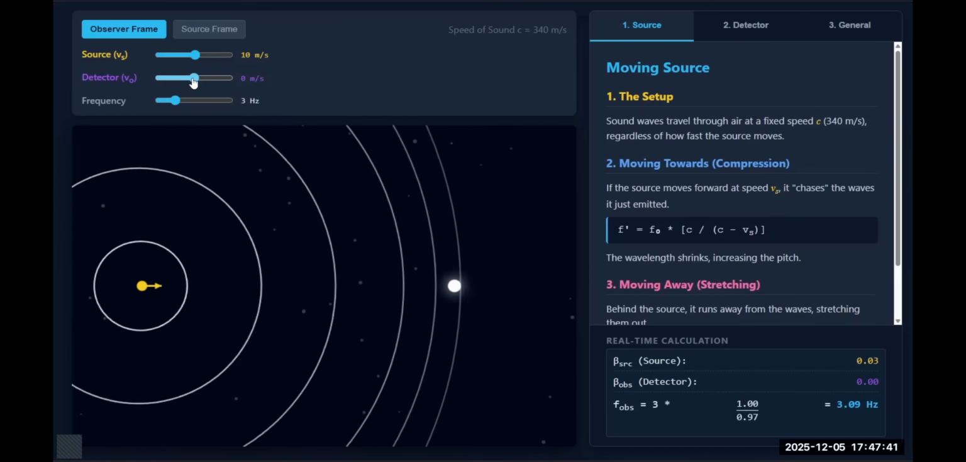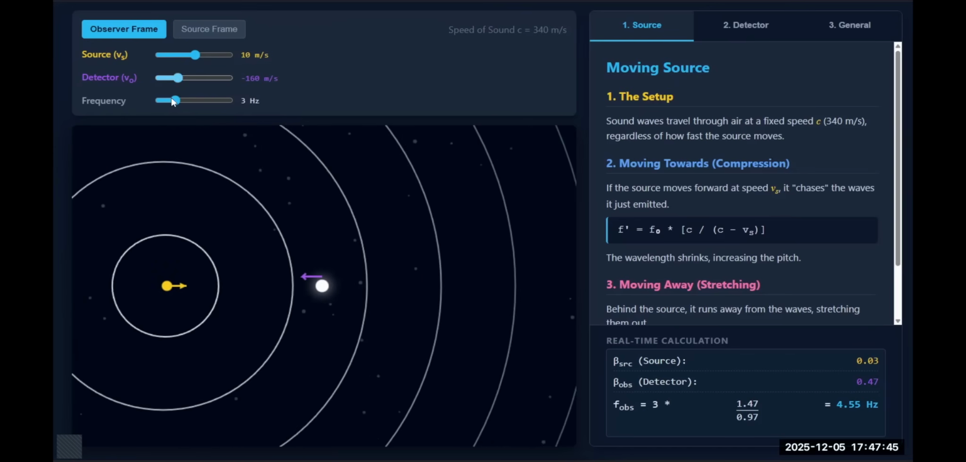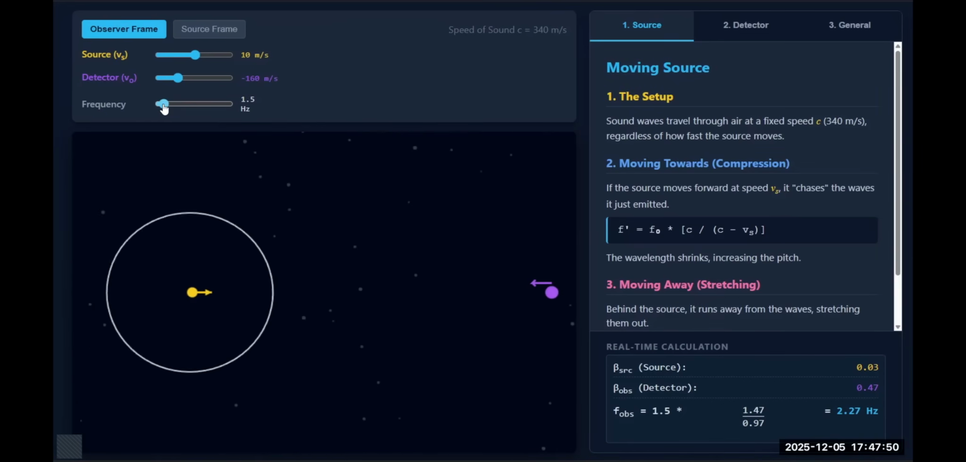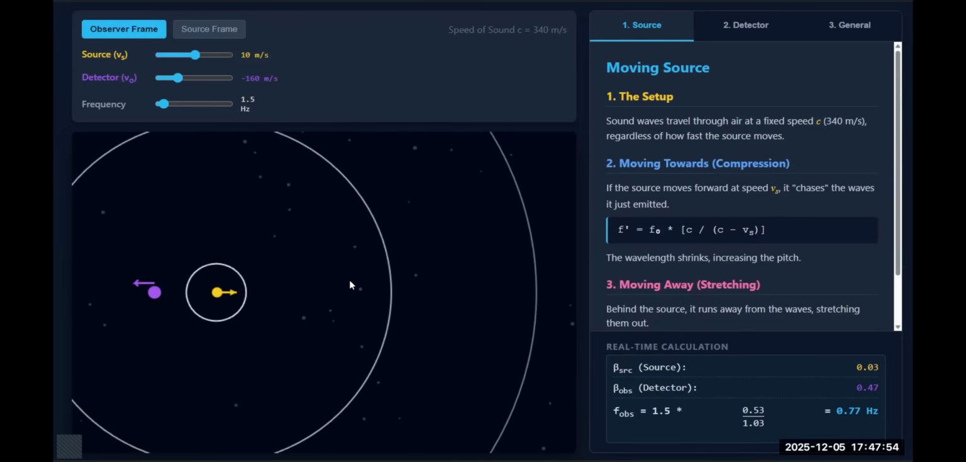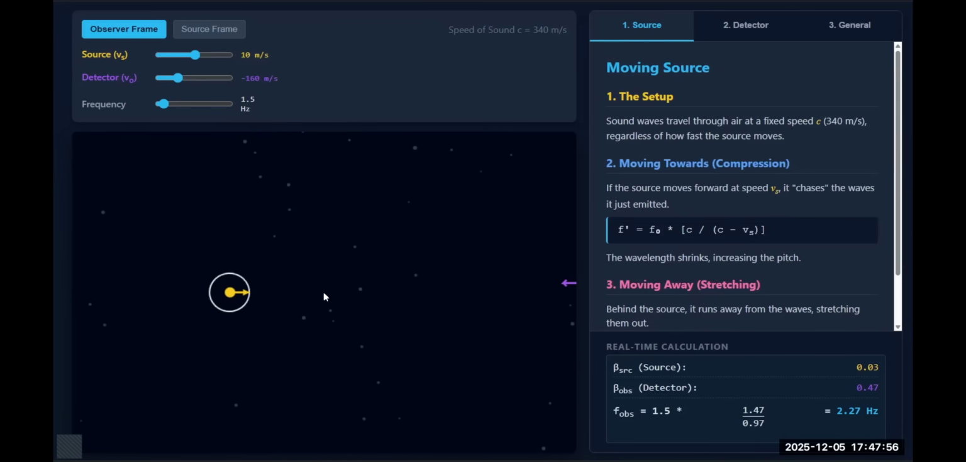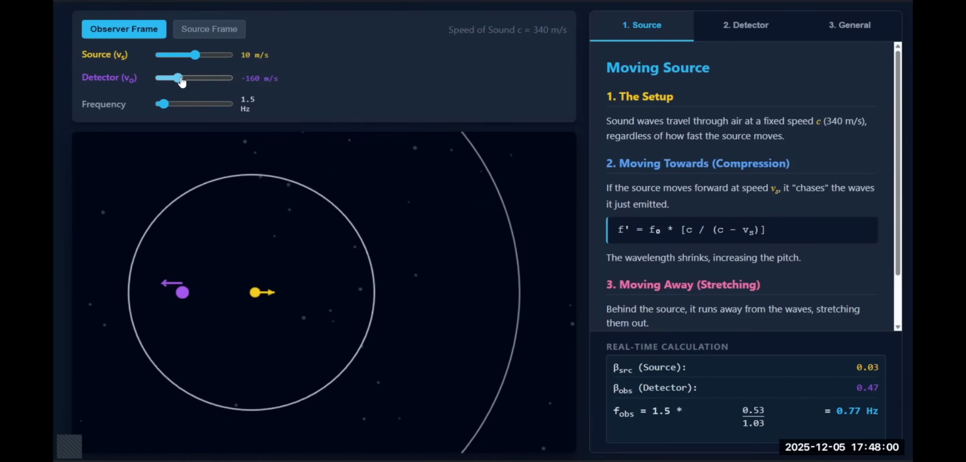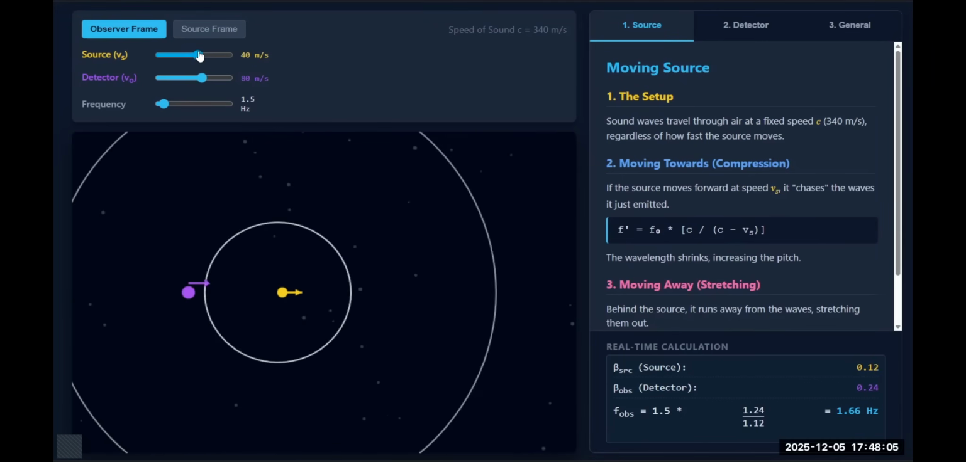We can also do it the other way. It's the same thing when we move the detector instead, right? When we move the detector, we see the same effect, because now the detector is moving into the wave. So it will again see them bunched up, and the frequency will be shifted again, but on the detector side this time. Here we can see it's shifted on the detector side. Now we can also move both at the same time. Let's see if I can manage to get them to move at the same speed.